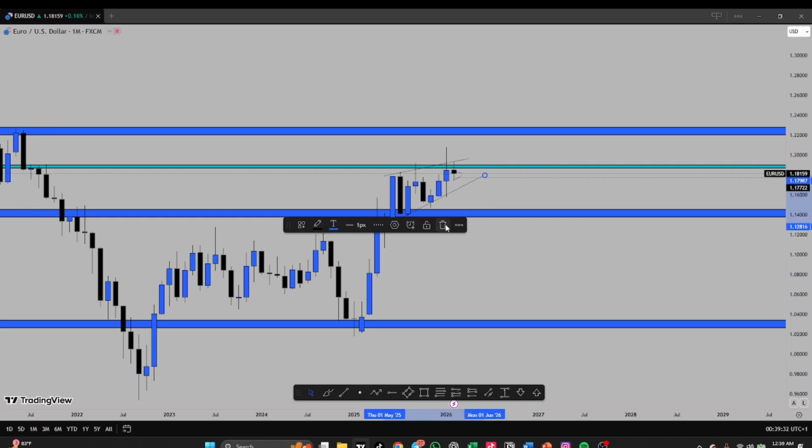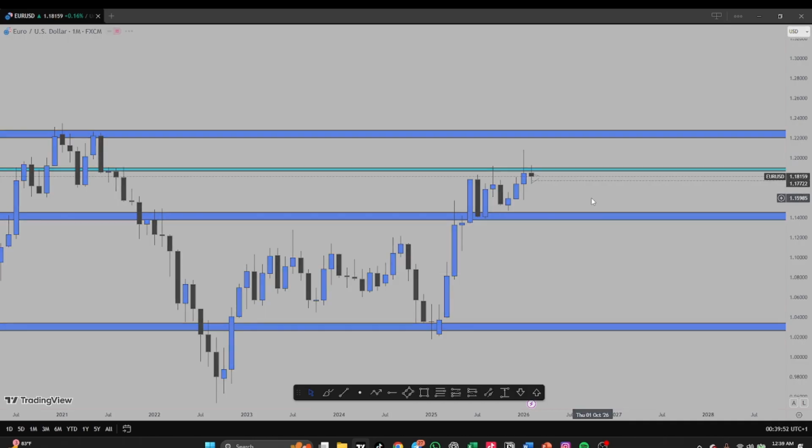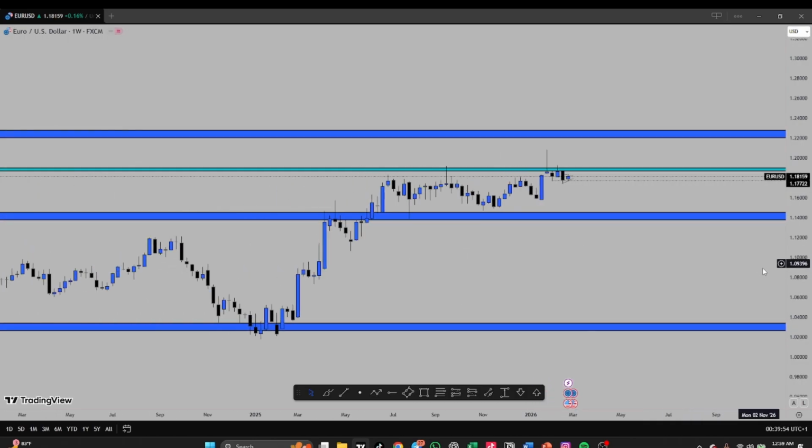So Euro USD, I'm bearish based on the chart pattern I'm seeing on the higher time frame, plus we are currently rejecting at a major, though this is a minor, resistance, and we can still see that it is a resistance on the monthly chart. So it is still very strong. You can see this first rejection, second and third rejection. Let's look at the weekly chart.